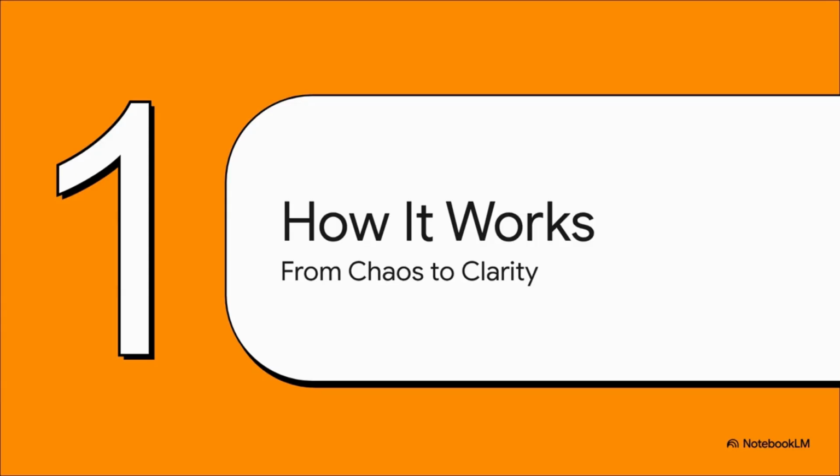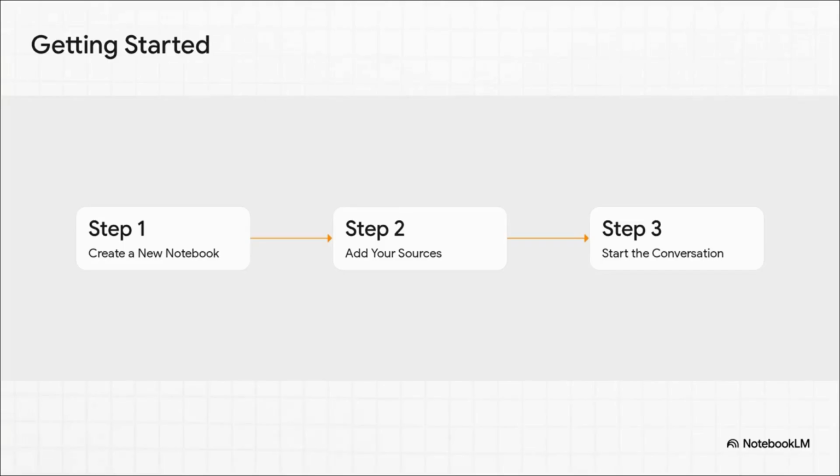So how do you get from that messy pile of documents to some actual clarity? Well, the process is refreshingly simple. It really just takes 3 steps to get going. It's pretty much as straightforward as it looks. You just create a new notebook for whatever project you're working on, you add your sources, and then you just start talking to it and start asking questions.